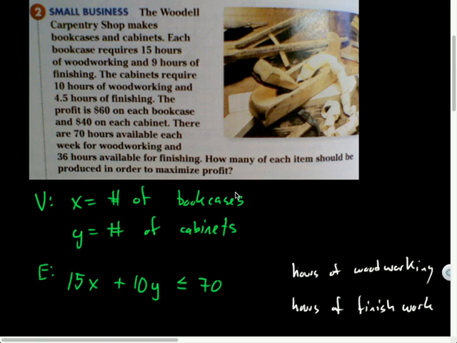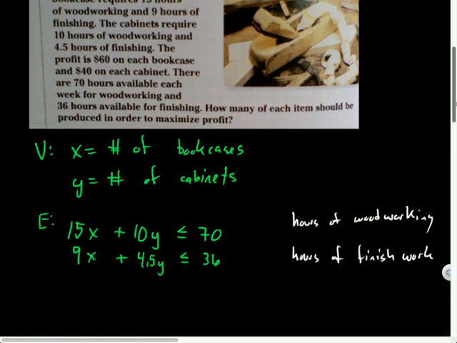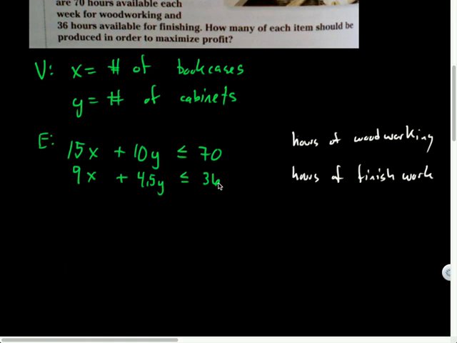Let's see, and how about finish work? So bookcases take 9 hours of finish work, and cabinets take 4.5. And that needs to be less than or equal to our total hours of finish work, which is 36. So that's probably 1 full-time employee. So this company probably has 3 carpenters working all week long, 36 hours, a full-time week. And maybe he only takes an hour lunch 4 days, and then the last day he's like, oh man, I gotta finish, and he works right through lunch. I bet that's what happens. I like coming up with a story about these problems.